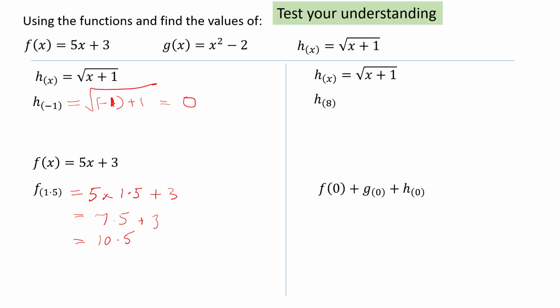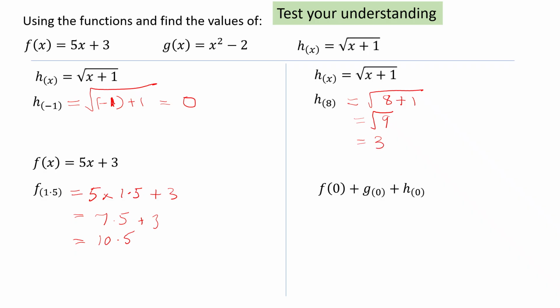Next one, h(x) equals square root of x plus 1. So find the value of h(8). So square root of 8 plus 1 is 9. Square root of 9 is 3.